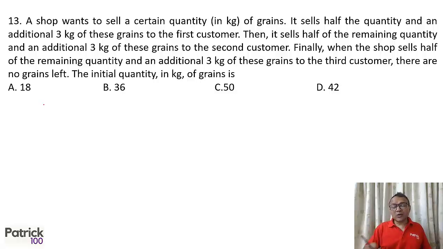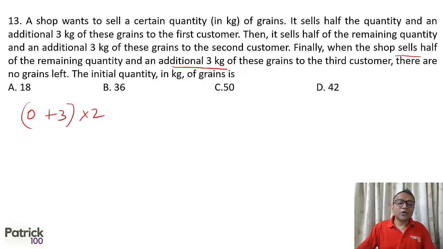And when you do reverse calculation, you have to reverse the operations. So that means you start with 0. Giving an additional 3 kg is the last thing that you did. That means you gave him 3 kg, so initially you subtracted 3 kg. So here you will add 3. Before that, it sells half, that means divided by 2, so you multiply by 2. Here you subtracted 3 to get 0 finally, so you add 3. And then here you did half, so you get plus 3 and then multiply by 2.